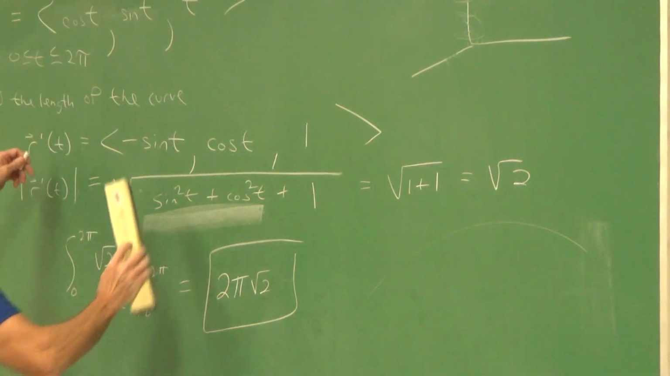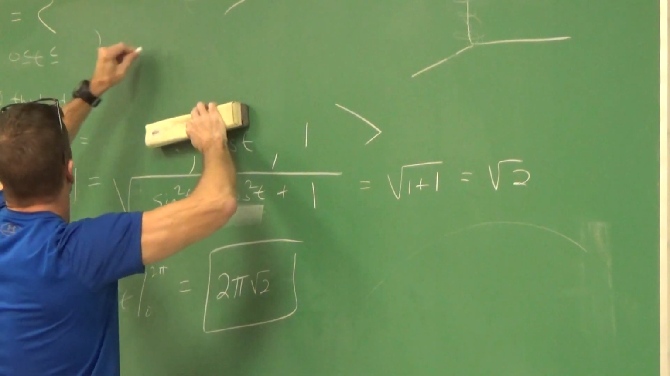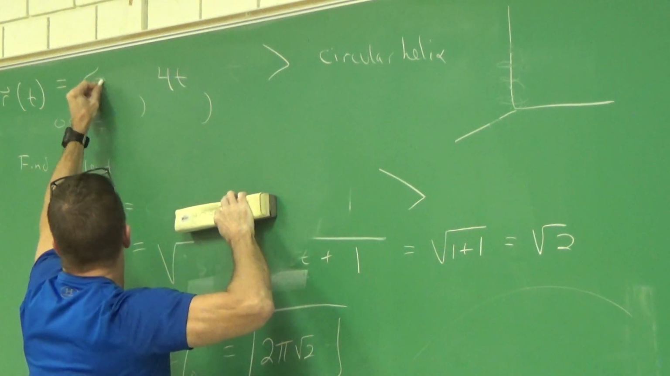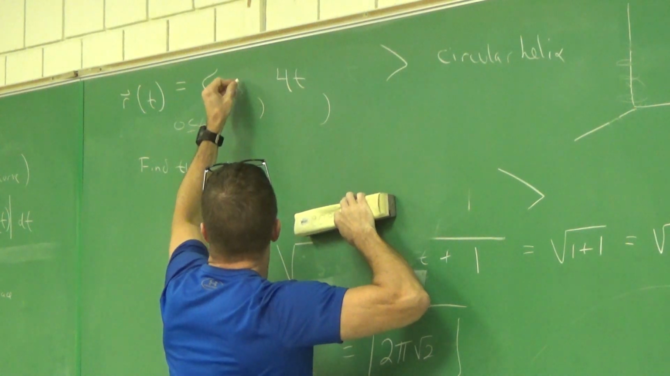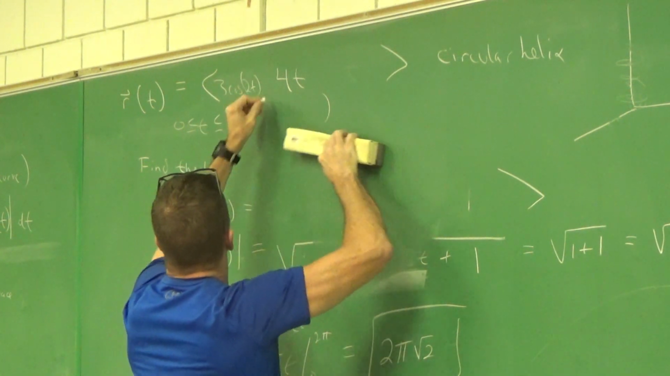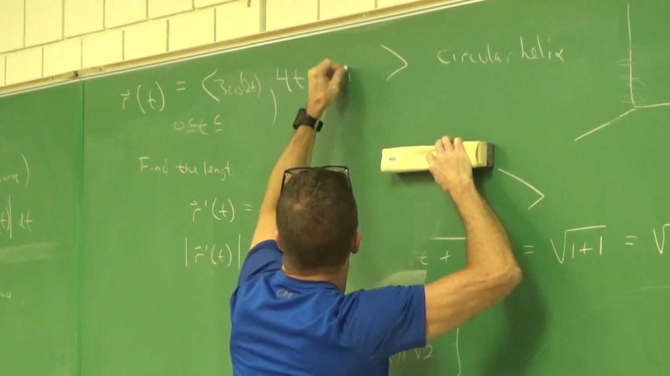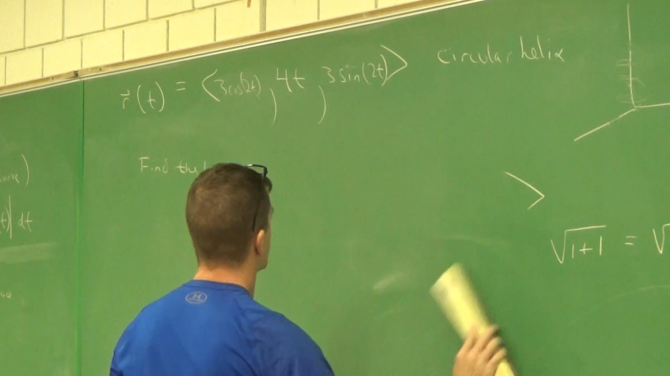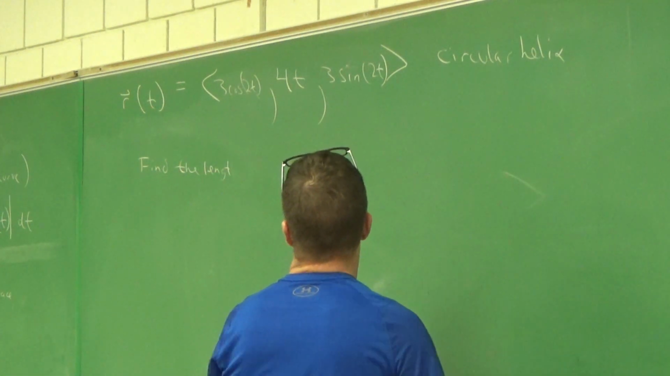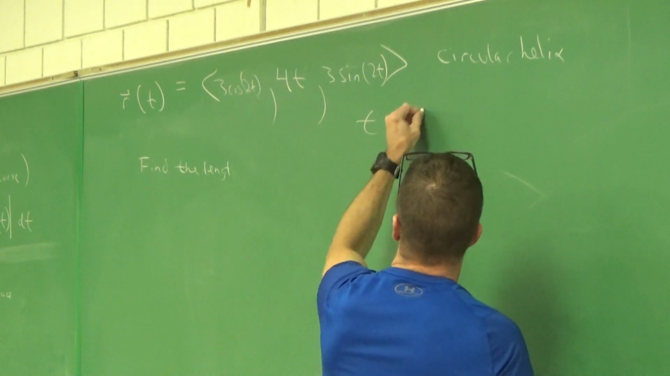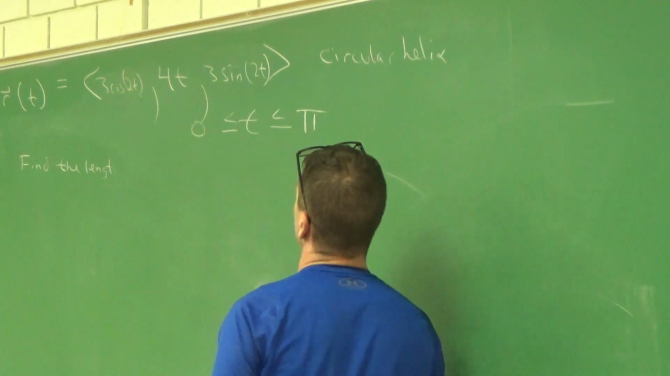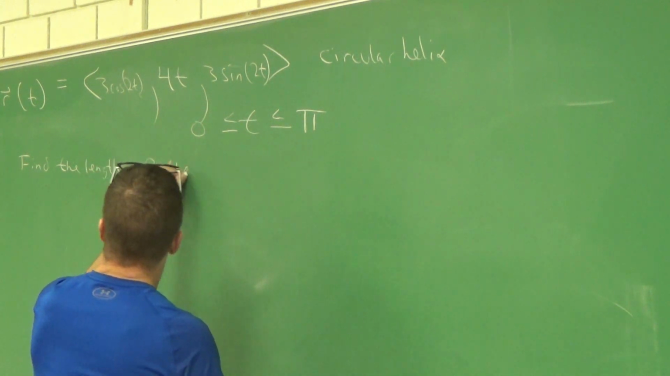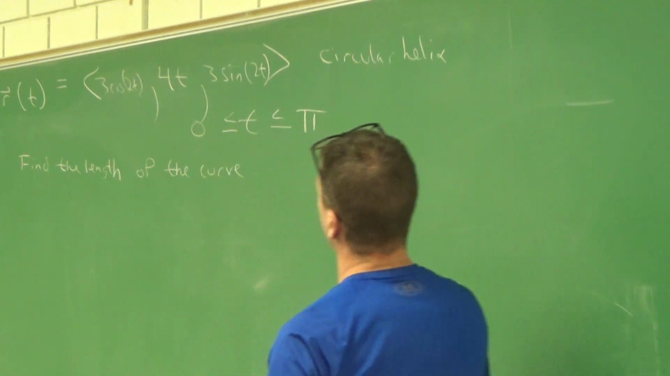Now let's do another one, but this time I want to do a circular helix again. Okay, let's have it go down the y-axis. 3 cosine of 2t, 4t, 3 sine 2t. This time, everyone, let's go from t equals 0 to t equals pi. Let's find the length of this curve. Find the arc length from 0 to pi.